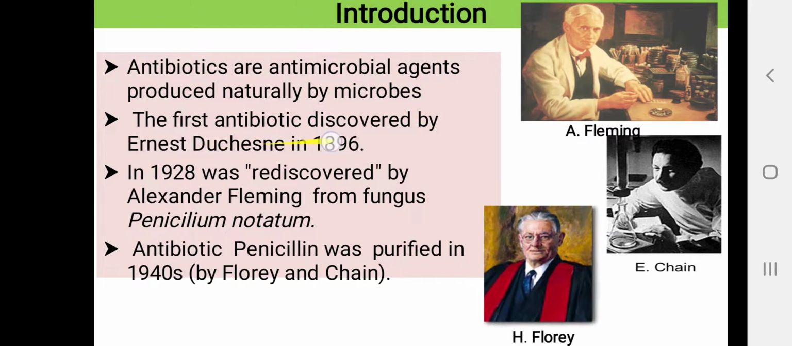Introduction. Antibiotics are antimicrobial agents and they are produced naturally by microbes. The first antibiotic which was discovered was by Ernest Duchesne in 1896. In 1928, Alexander Fleming rediscovered the antibiotic penicillin and he obtained it from the fungus Penicillium notatum. This antibiotic penicillin was purified in the 1940s by H. Florey and by E. Chain.